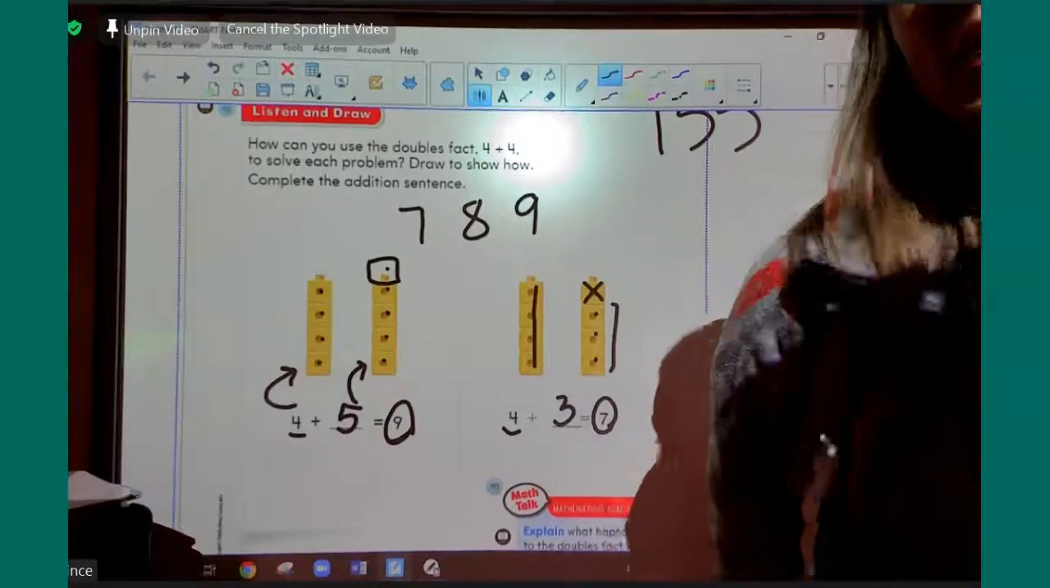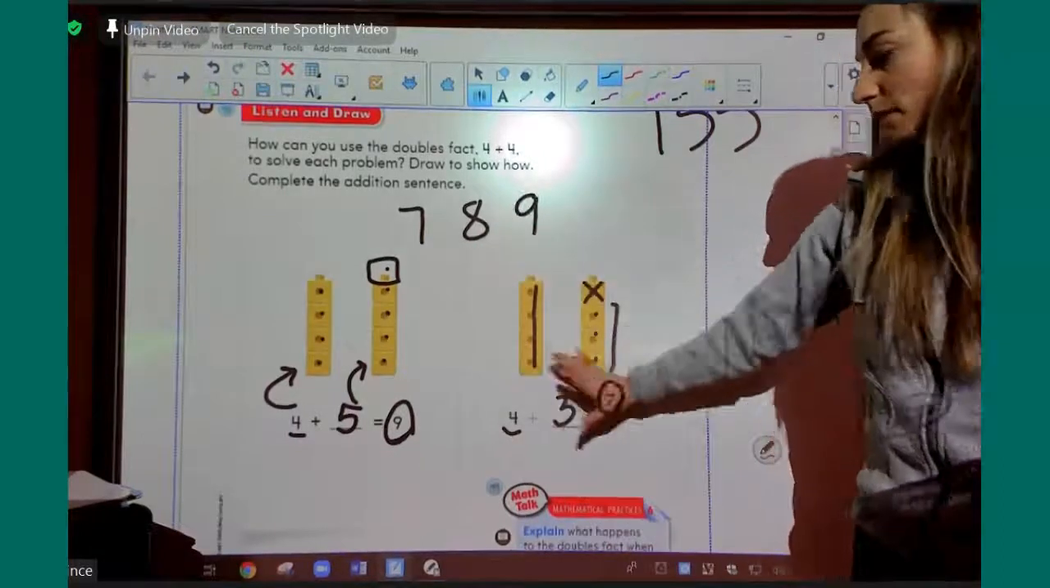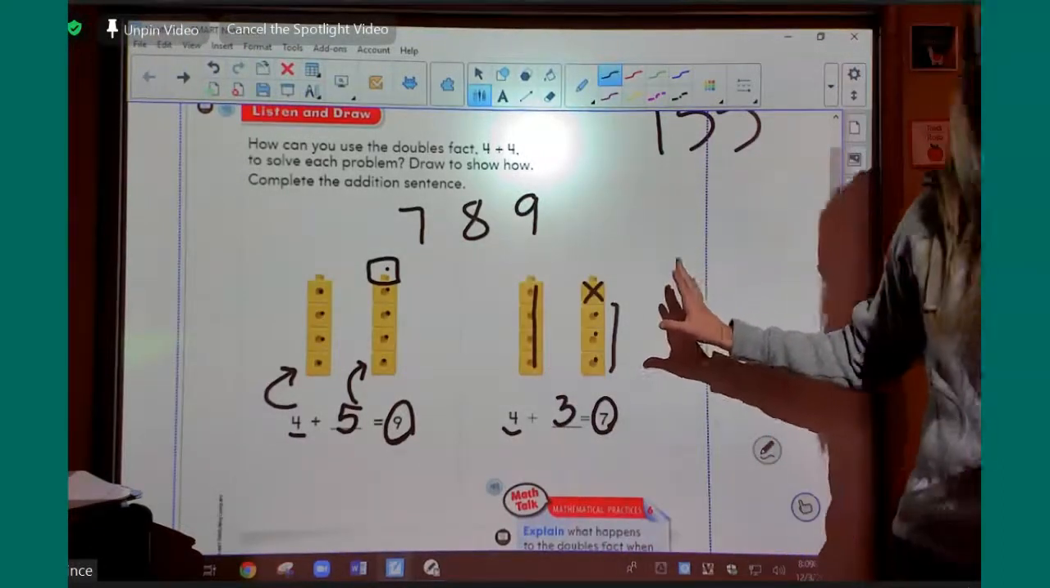So I'm going to give you about 10 seconds to make sure that you have this part ready on your page, and we'll go to the next part.